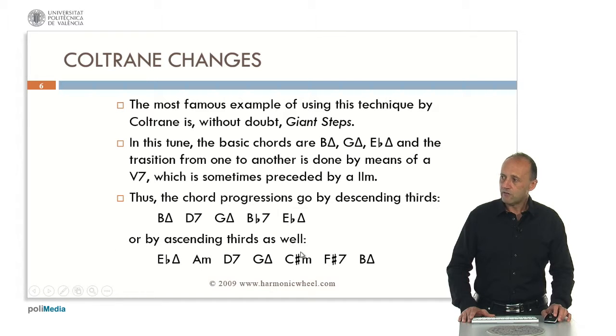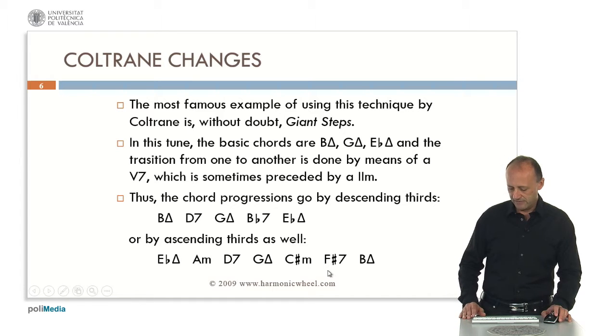We can also find chord progressions by ascending thirds like this: E flat major, later G major, and later B major. Before G major, he included the 2nd degree in G major, which is A minor, then the dominant 7th, D7, and then G. In the same way, before B major, he included the 2nd degree, C sharp minor, and then the dominant 7th, F sharp 7.